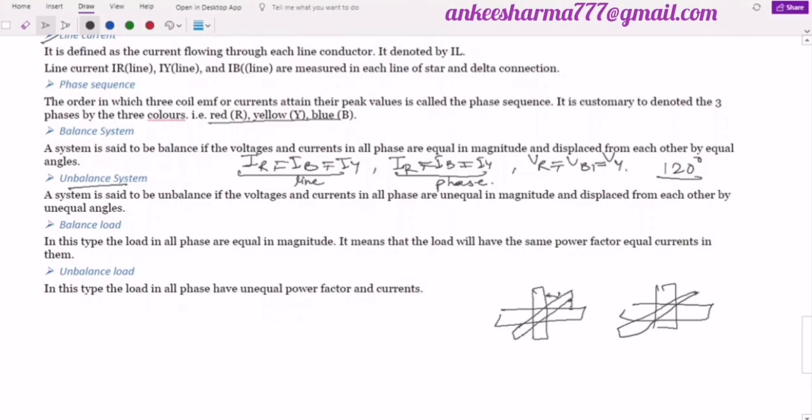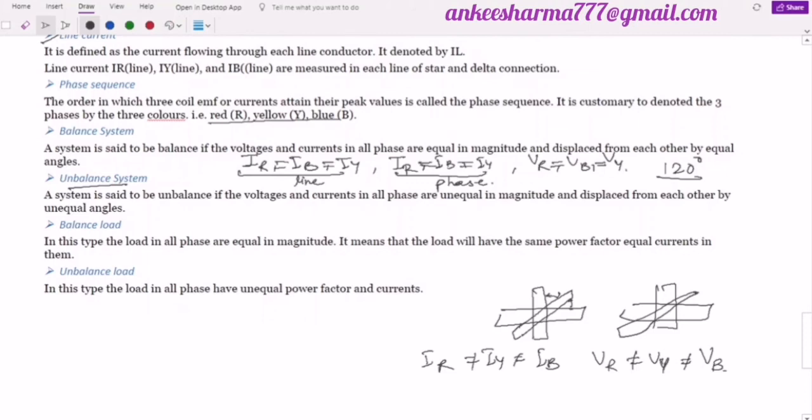So in these three cases the phases will be unequal in magnitude because they are displaced from each other by different angles, or by unequal angles. That will result in different voltages and currents. In that case, IR will not be equal to IY and it will not be equal to IB. Similarly, VR will not be equal to VY and it will not be equal to VB. Right. So this kind of system is called an unbalanced system.